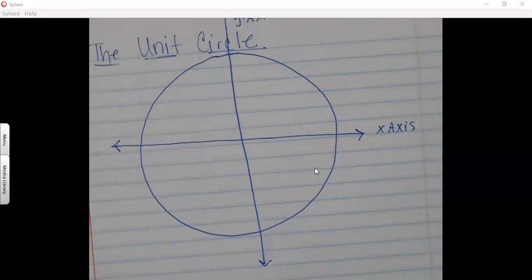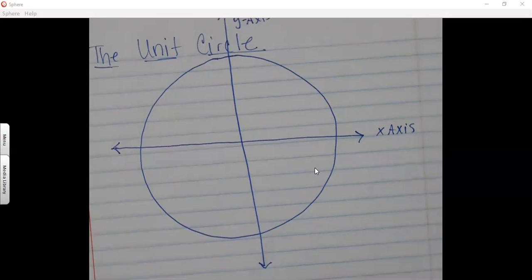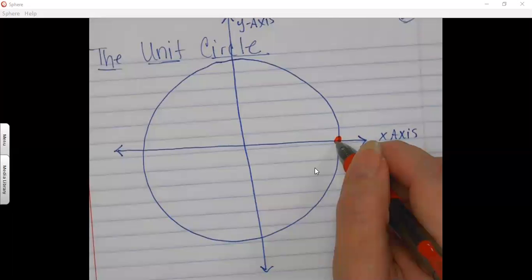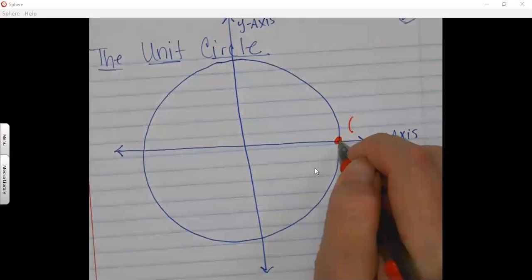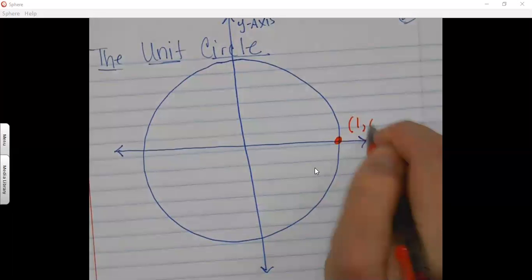So if I want to know what is the ordered pair right here, if this is a length of 1, what would this ordered pair be? Remember, this is the x-axis, this is the y-axis. What would your x value be here? Oh, y'all can't even see, I'm sorry. 1. And what would your y value be? 0. And I know that because I know this is the unit circle, and I know the unit circle has a radius of 1.